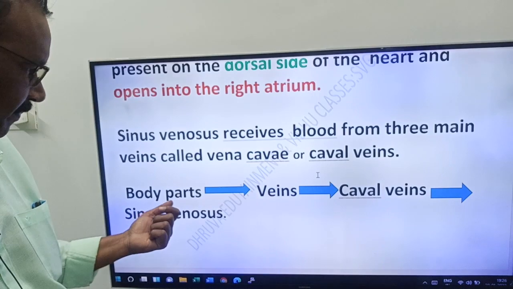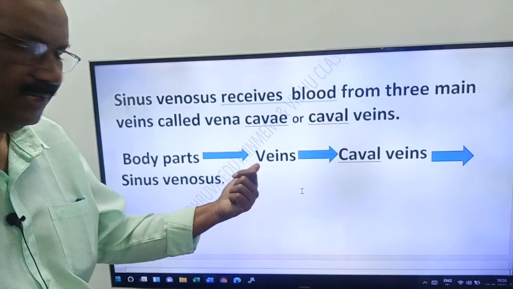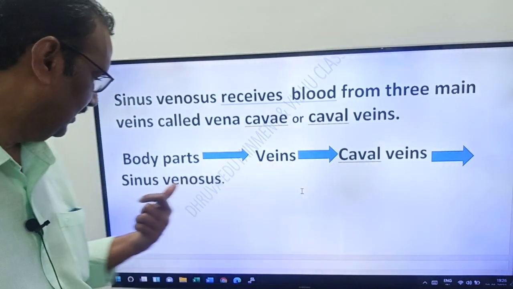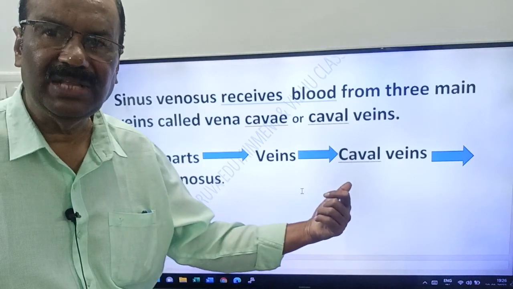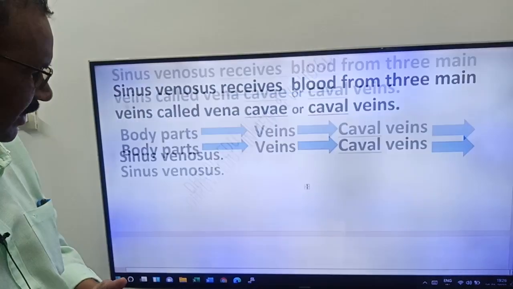Friends, here you see the flow of blood, body parts to veins. These veins fuse to form three main caval veins. These caval veins open into the sinus venosus. Sinus venosus opens into the right atrium. You have to remember it, friends. Okay, that is about the sinus venosus.